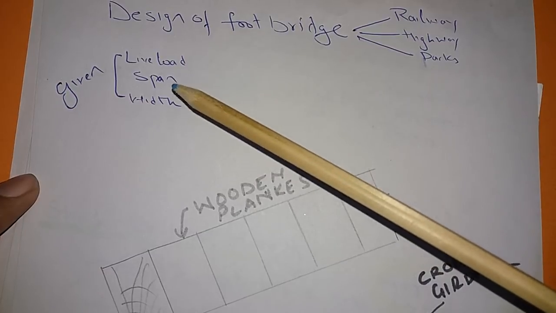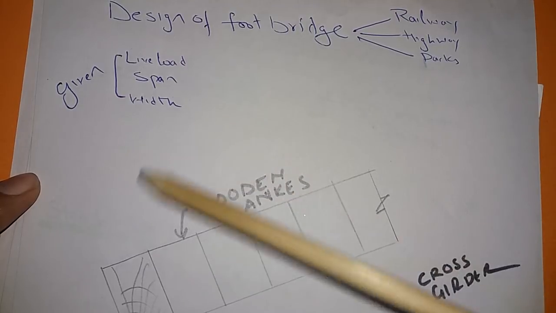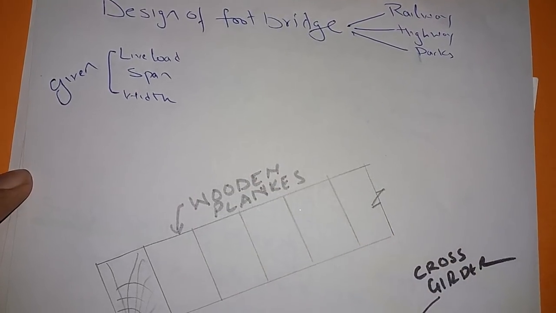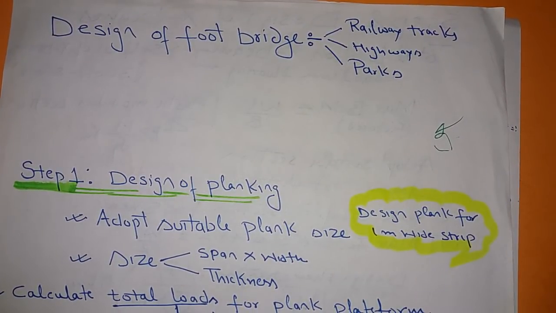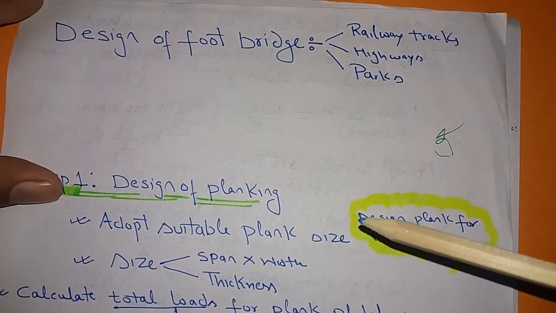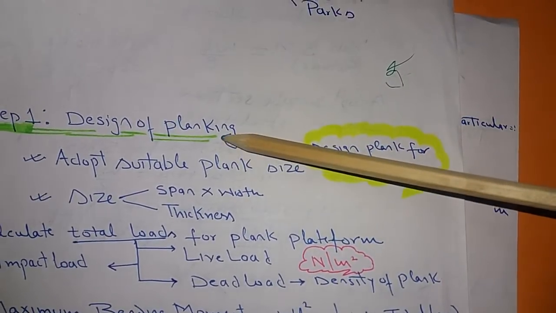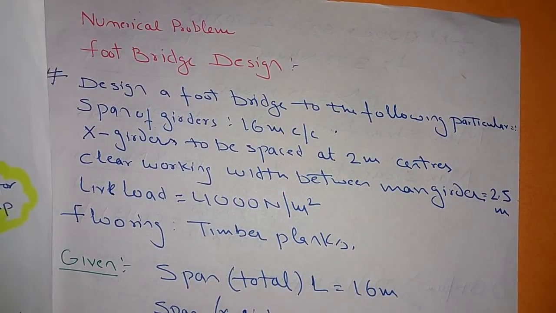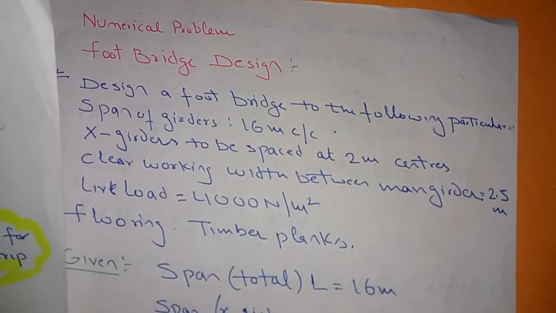Before designing, you may have an idea about live load, what is the total span, and what would be the width of this footbridge. Now let us start. We will discuss design steps and parallelly we will discuss the numerical also. First we will design planks, steps for planking, and then we will have a look at the numerical portion of this part, then move further parallelly with the numerical problem also.